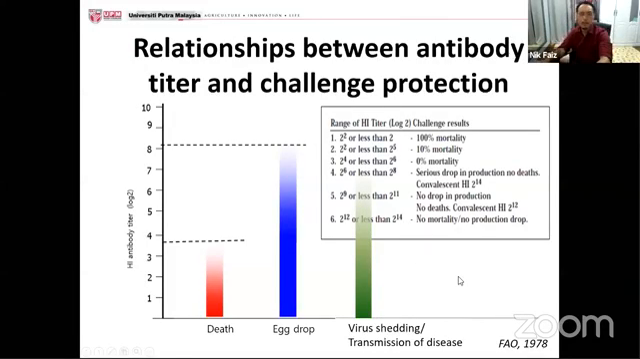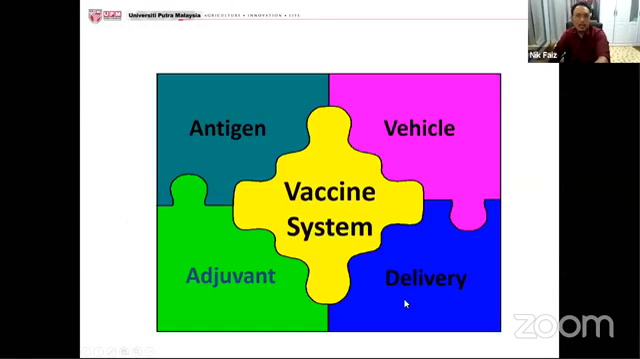Okay, these are some examples of the relationship between antibody titer and the challenge protection. As you may see, when chickens are introduced to vaccine, it reduces the death, the egg drops, and the virus shedding. And these are the vaccine systems in general. So it involves a few factors, which are the antigen, the vehicle for the vaccine, the delivery of the vaccine, and the use of adjuvants, which create the vaccine systems.